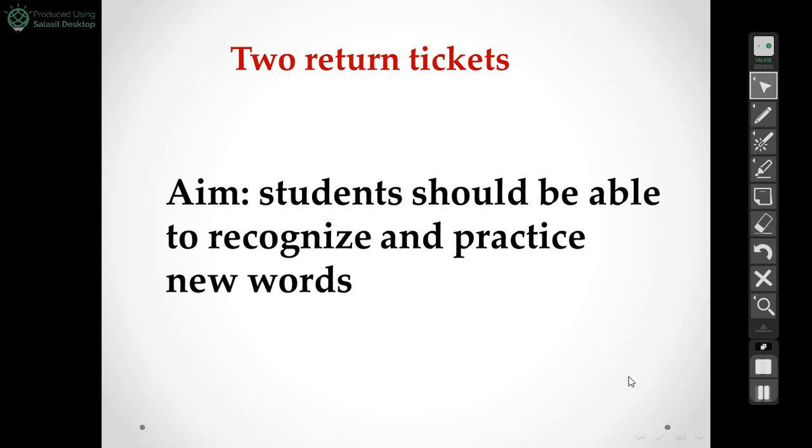Today, inshallah, we will start a new unit, Return Tickets. The aim of our lesson is that students should be able to recognize and practice new words. Let's start.